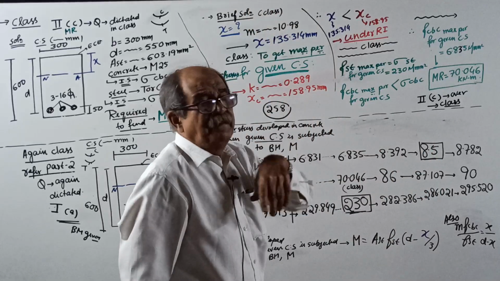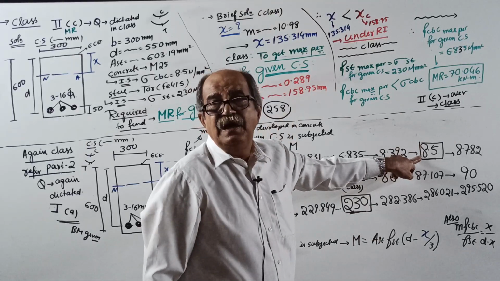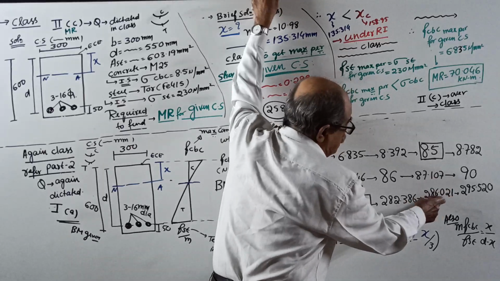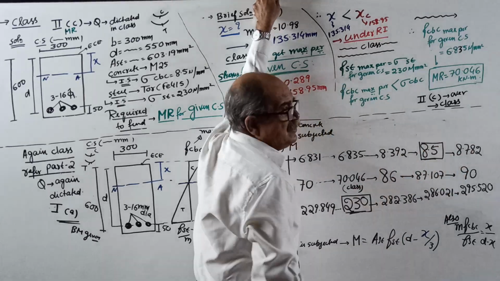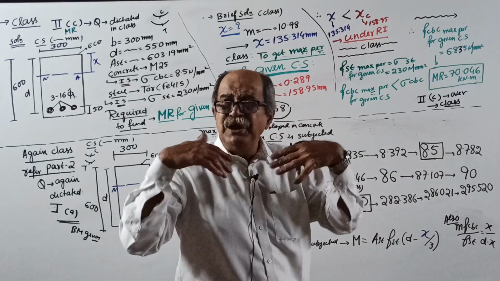A particular BM will give stress in concrete equal to the 8.5 limit. But it is not MR, because for that BM, steel stress will go much beyond the limit. Okay, now lastly 90, which I mentioned, where concrete and steel stresses are both beyond the limit.